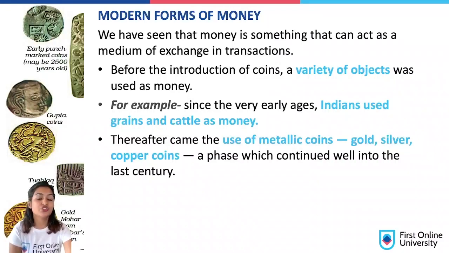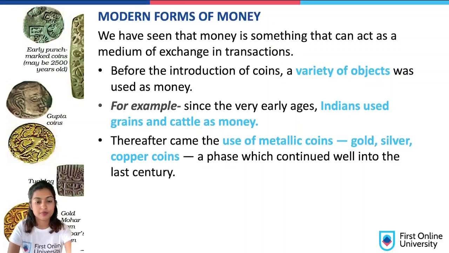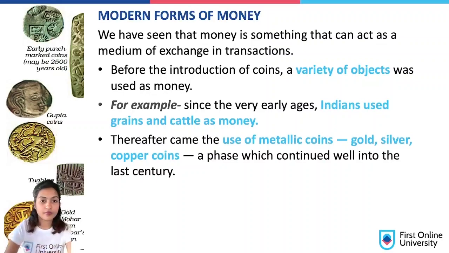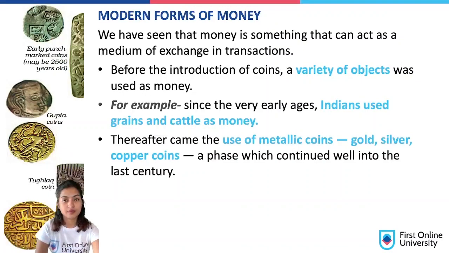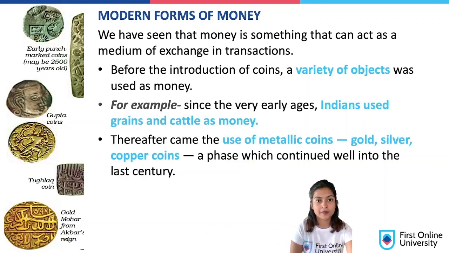Thereafter came the use of metal coins, that is gold, silver, and copper coins, a phase which continued well into the last century, that is 100 years ago. In this picture to the left, you can see the different kinds of coins which were used by different kingdoms. You have the early punch-marked coins, that is 2500 years old. Then you have the Gupta coins. Then you have the Tughlaq coins and the gold mohur from Akbar's period. So these coins were used in the earlier medieval and the ancient India.